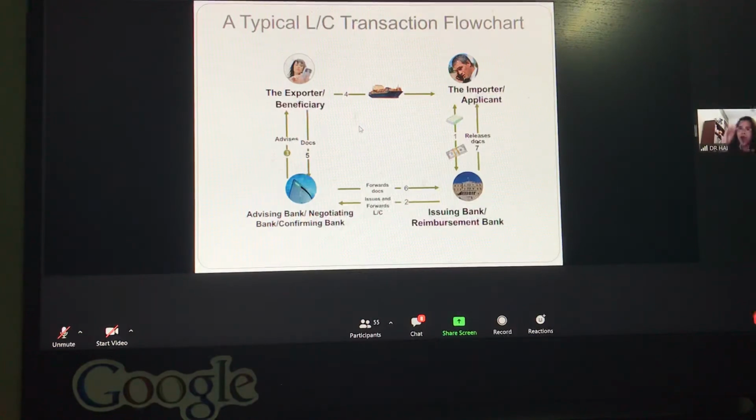That's why the solution is you should ask a high reputation issuing bank. You should do business with your partner, but the partner needs to ask high reputation banks to issue an LC, but not a low reputation bank. Do you understand my meaning? Yes or no?